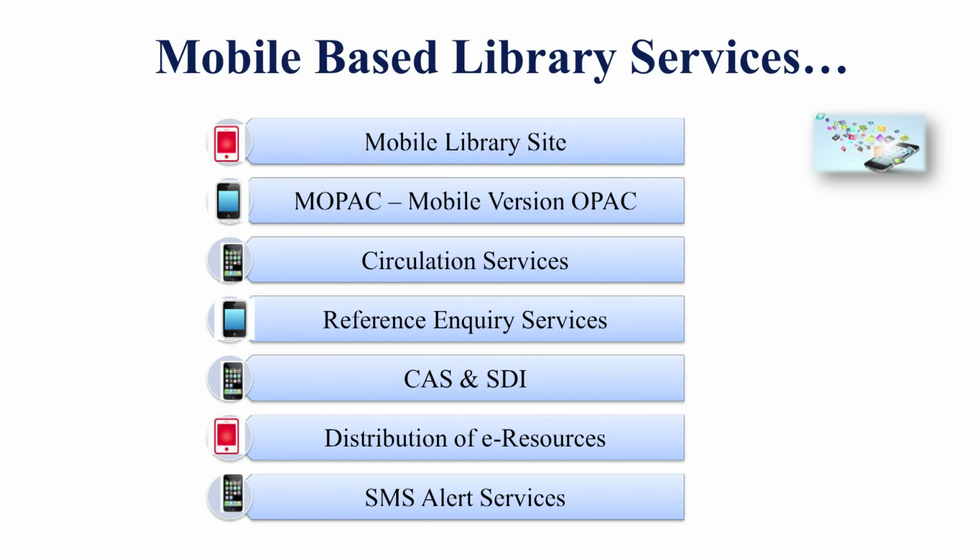Here are some of the mobile based library services for you. This includes mobile library website, mobile version of online public access catalog, in short form it is called OPAC, circulation services, reference inquiry services, current awareness service and selective dissemination of information services, distribution of e-resources, SMS based alert services.